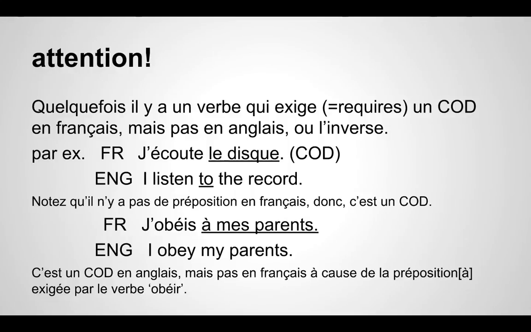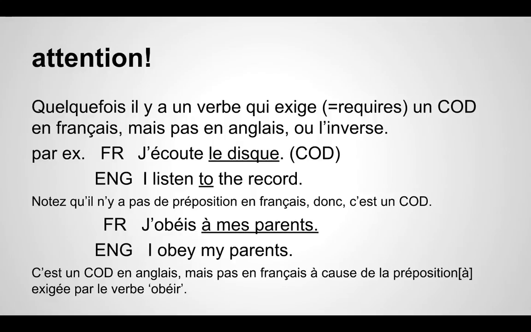Now be careful. Going back and forth in your mind between English and French sometimes does not work. Sometimes there's a verb that requires a preposition in English or in French that does not require that preposition in the other language. For example, in French, the verb écouter is not followed by a preposition. So what you're listening to is actually a direct object. J'écoute le disque. There is no preposition between écoute and le disque. In English, however, it's to listen to something. That's a preposition. So in English, that is actually not a direct object.